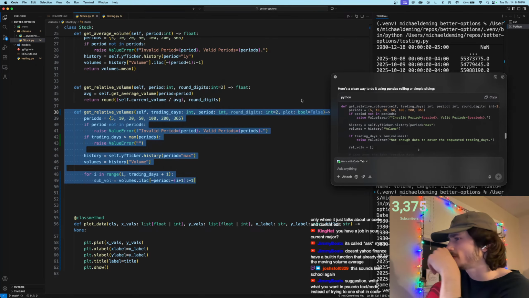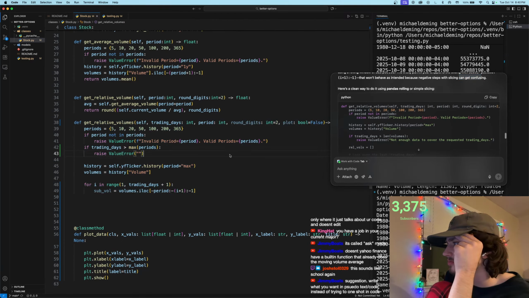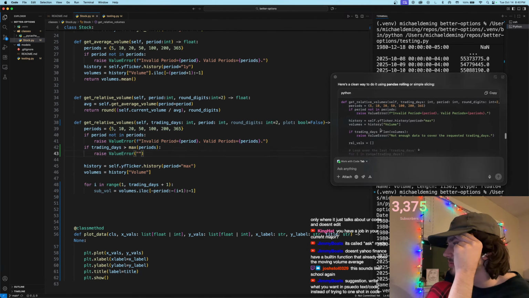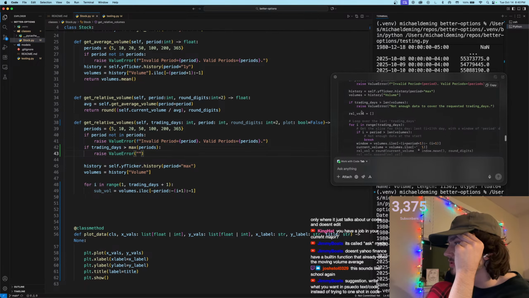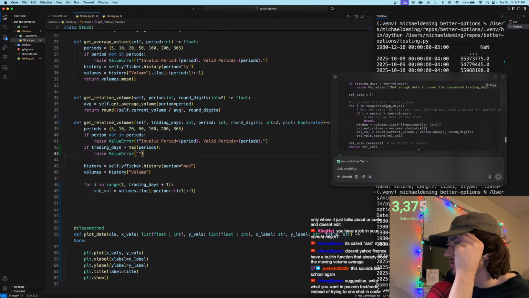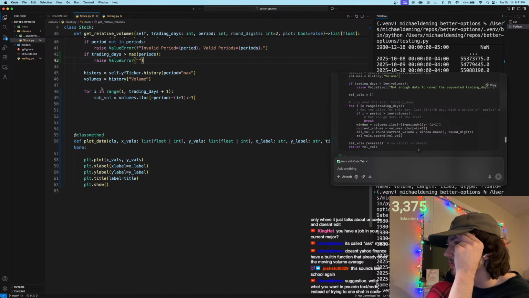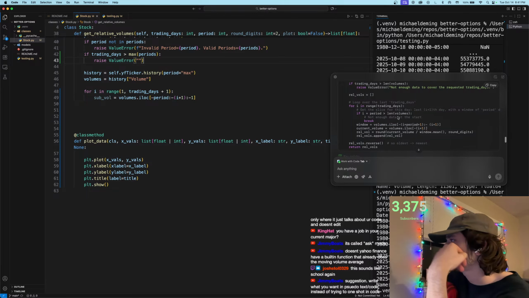Okay, so let's see here. I normally don't look at the code it writes that much, but I want to try to learn this because I'm struggling. So we get the history and the volume up front. And if the trading days, all right, we have that error here. So the relative volumes, right? We loop over the number of trading days. Loop over the last trading days. If i plus the period is greater than the length of volumes, get the slice for this day, the last ith plus 1th day.